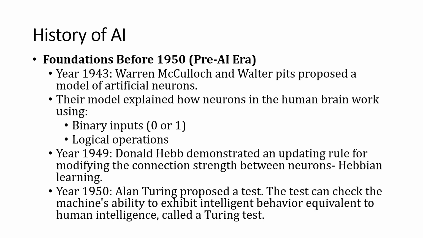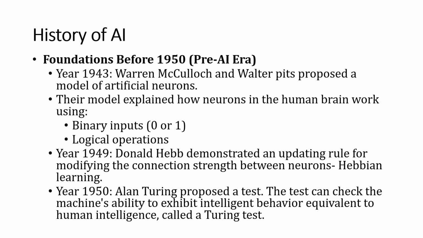In the year 1943, Warren McCulloch and Walter Pitts proposed a model of artificial neurons. The human brain consists of neurons, and McCulloch and Pitts showed that a neuron can be modeled using logic and mathematics. So a neuron can perform basic operations like AND, OR, NOT, which means logical operations. This proved that thinking can be represented computationally.